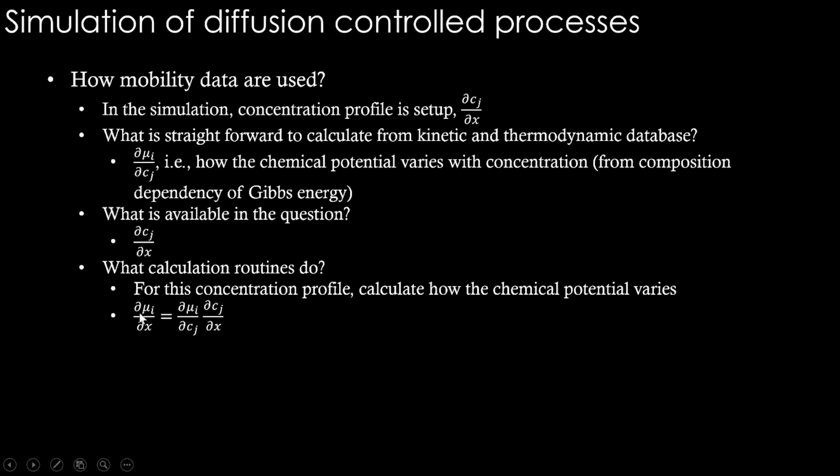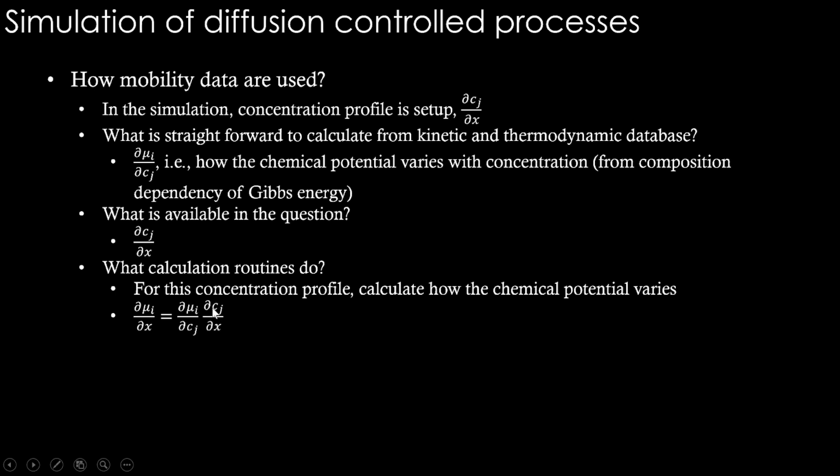We are basically asking how the chemical potential varies with respect to distance. If you want to know this, we can use the differentiation rules and bring this ∂C in the denominator here and the numerator here. So ∂μ/∂x is written as ∂μ/∂C multiplied by ∂C/∂x. If you do this, there is an advantage. You see, this ∂C/∂x is something that comes from the question itself.